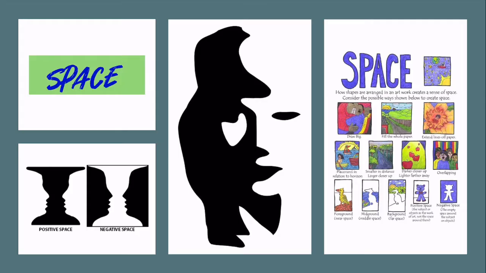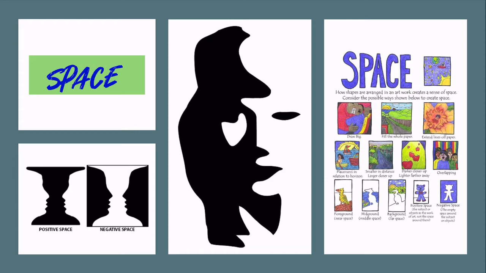So space refers to the emptiness or area around or within objects. If we look at the image in the middle, you might be able to see two things. The first thing might be a man playing a saxophone, and the second thing might be a woman. This just shows how important space is in our artwork.